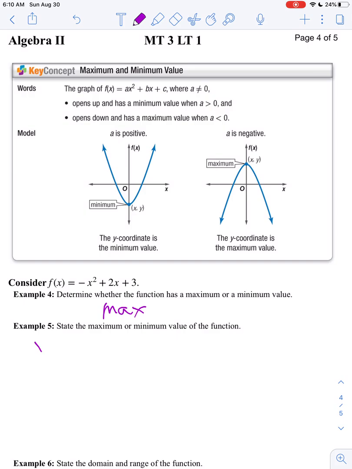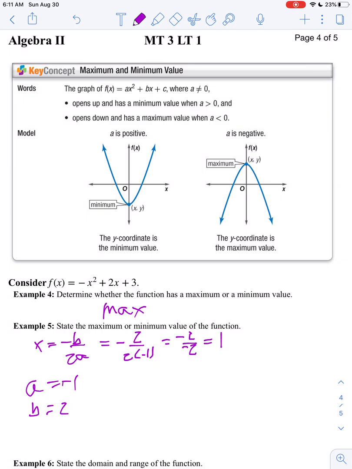So first off, to find the x-coordinate of the vertex, I'm going to do negative b over 2a. Notice on this problem, a is negative 1 because that's the number in front of the x squared term, the coefficient of the x squared term. B is positive 2. So we're going to say the opposite of 2 over 2 times negative 1. Well, that's the opposite of 2 over negative 2. Well, a negative divided by a negative is a positive, so it's positive 1.